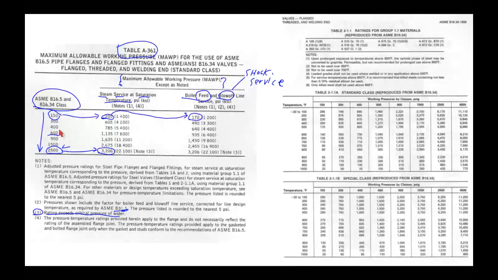Let's take a look at a class 600. These are very, very common. Class 600 flanges are good for 1130 PSI under saturated steam service, but in shock service only good for 935 PSI. Are you as interested in this as I am? Because I sure am.